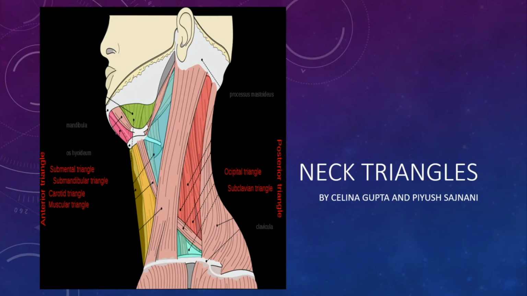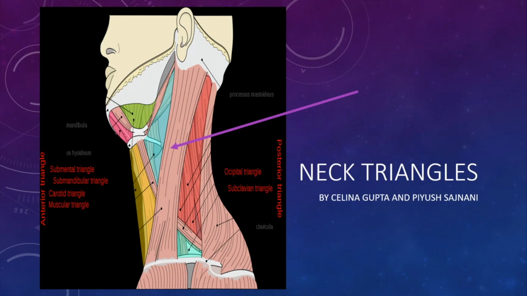Anatomically, the neck is a really complex region to study because it contains a lot of structures. So studying it in this way, i.e. the triangular way, makes life much simpler. The neck triangles are the anterior triangle and the posterior triangle, which are separated by the sternocleidomastoid, the big muscle you can see in the picture right here.